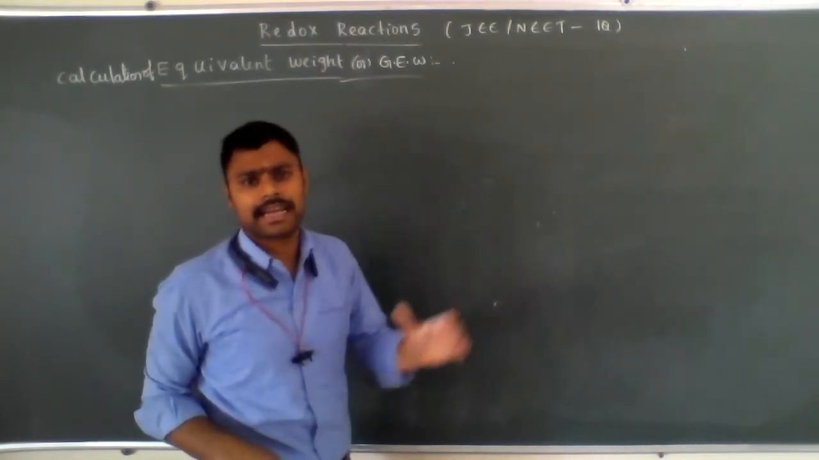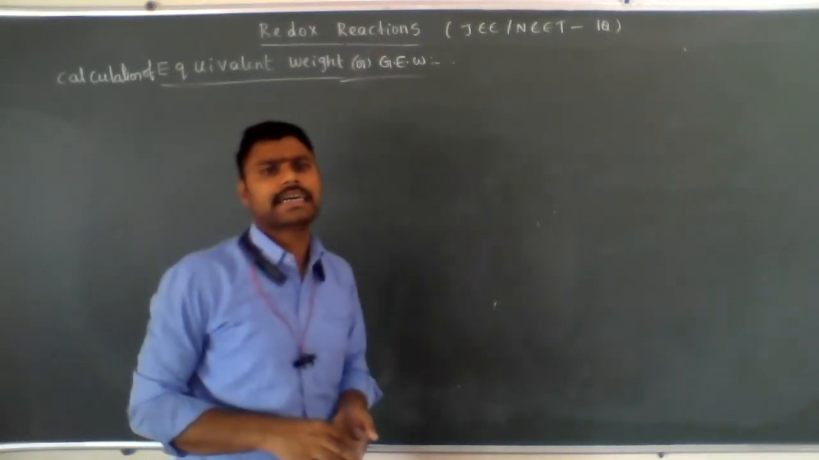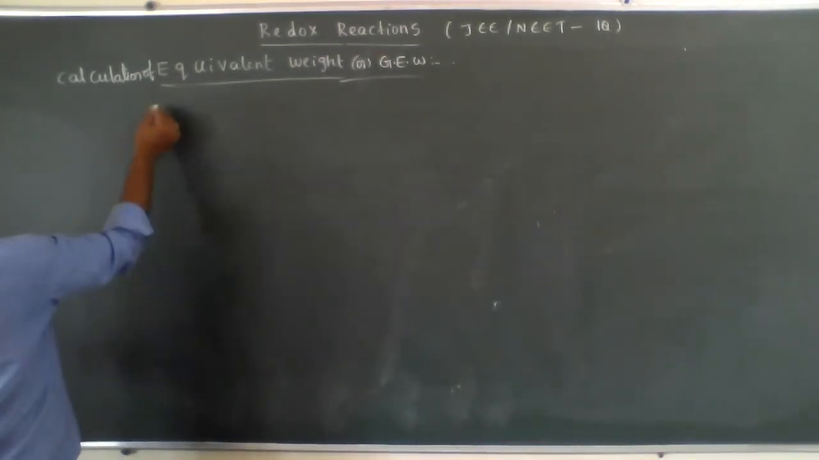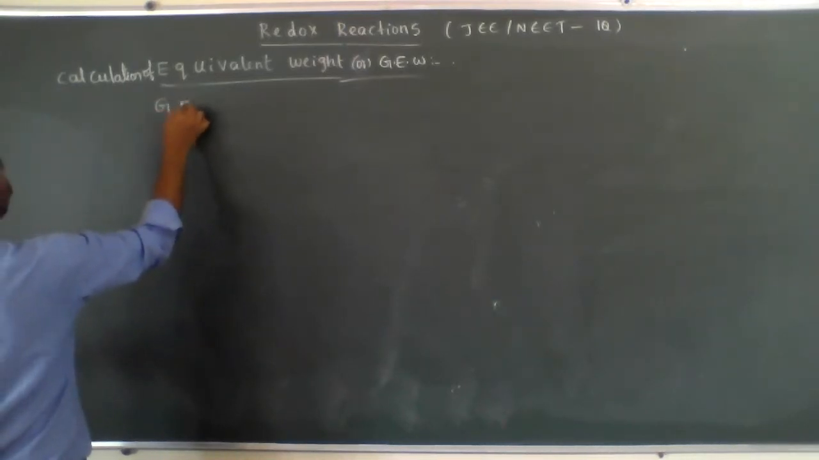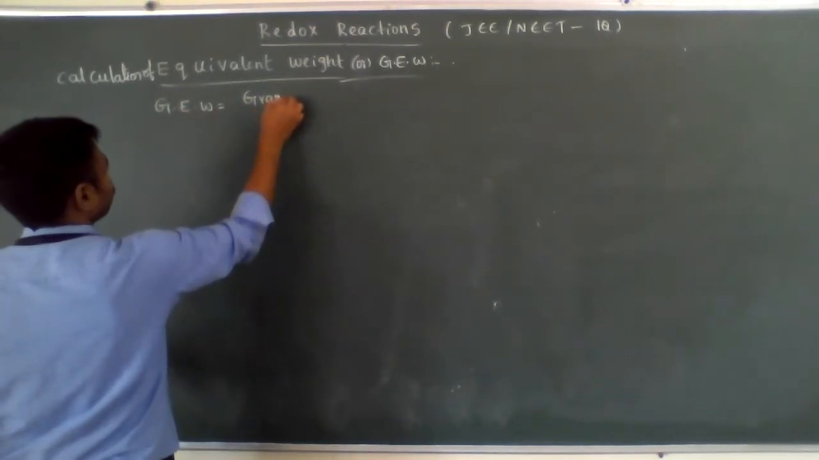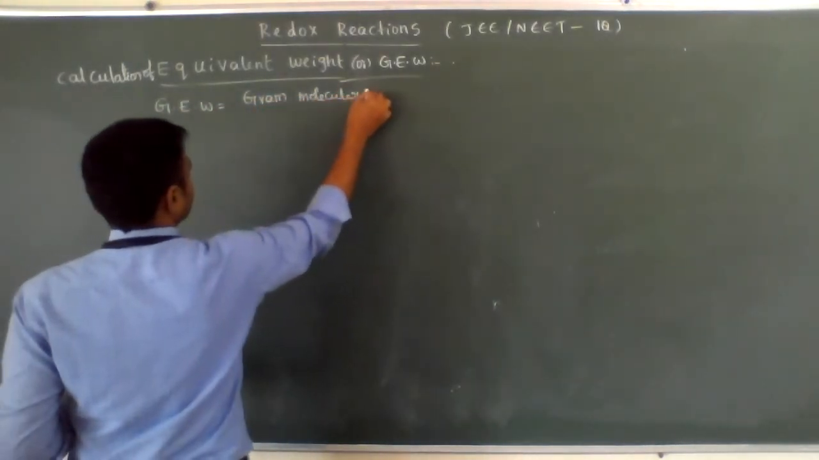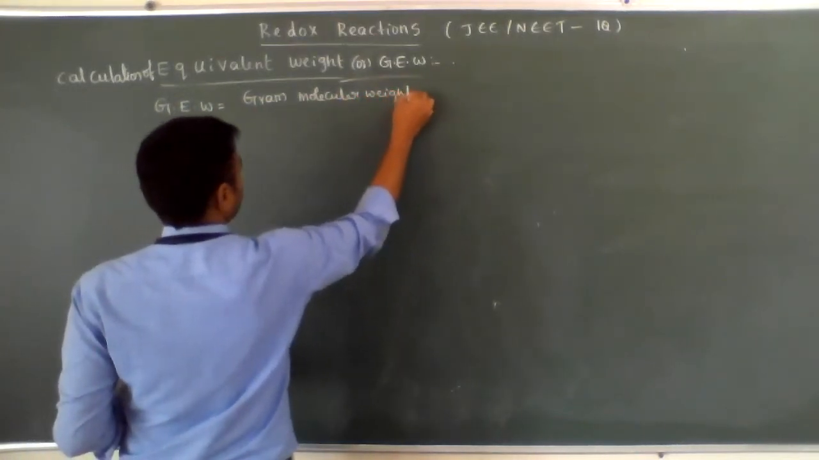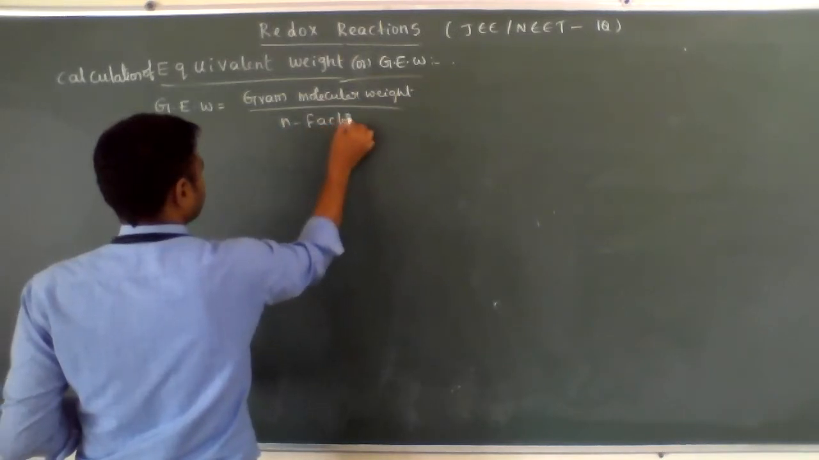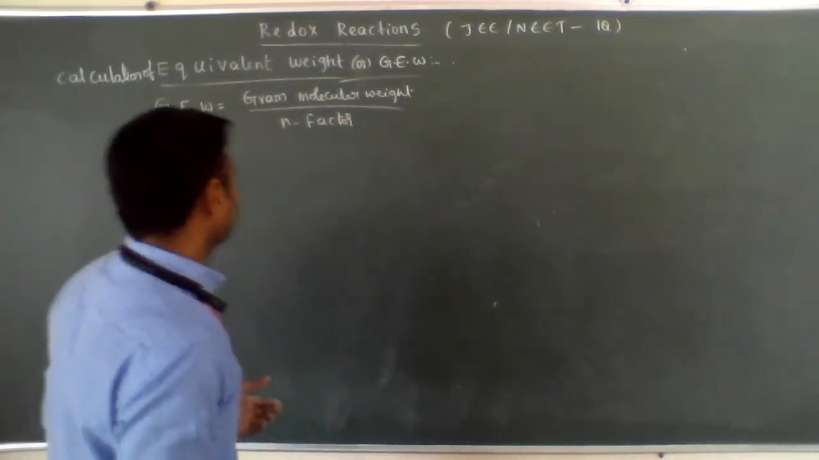Acids and bases, salts, we already discussed. So let's see one by one how to calculate equivalent weight or gram equivalent weight. Equivalent weight or gram equivalent weight formula is equal to gram molecular weight by N factor. Here N factor is also what we call valency.